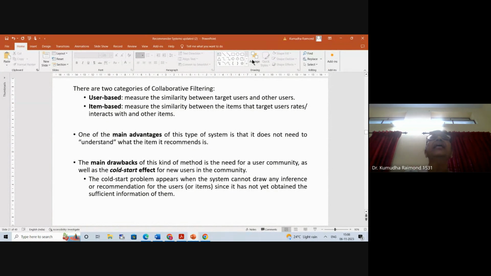Item based measures the similarity between the items that the target user rates or interacts with and other items. So that is called item based. What are the items that the target user has rated, interacted with, or is interested in, compared to the other items? That is called item based.